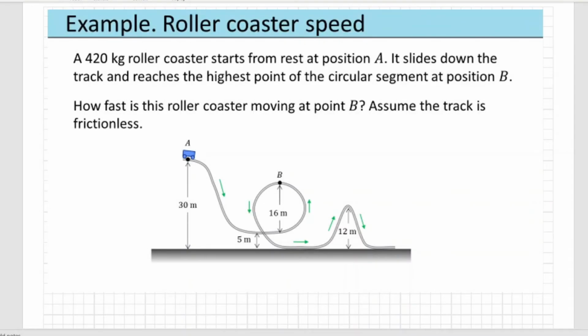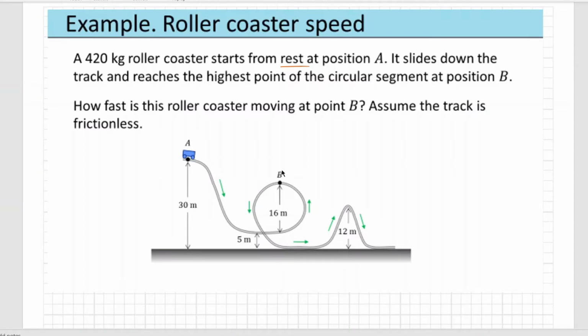Now let's see how this principle is applied with a problem example. So we have the roller coaster starting at some known height and from rest. So this tells us that the initial velocity is then 0, and it follows the track. Eventually it will reach the highest point of a circular loop, and the question is, how fast is the roller coaster moving at position B, at the highest point on the circular track?